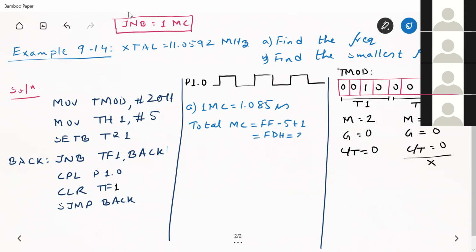$251. Right. FD? Is it FD, or what is it? Sir, it should be FB. AB. B. It should be FB. FB, sir. Yeah. All right.